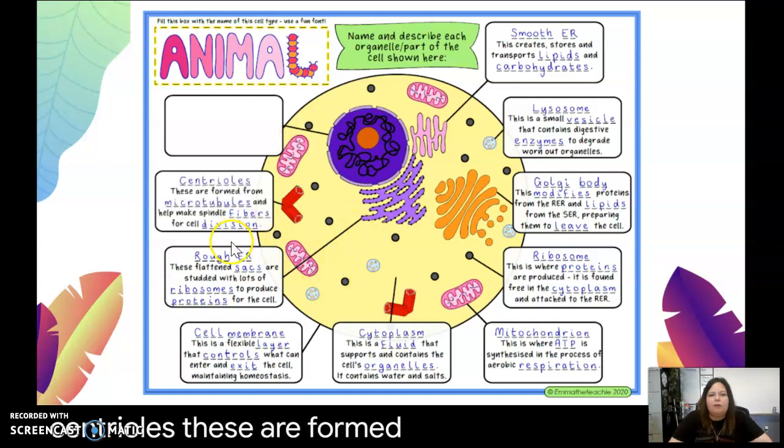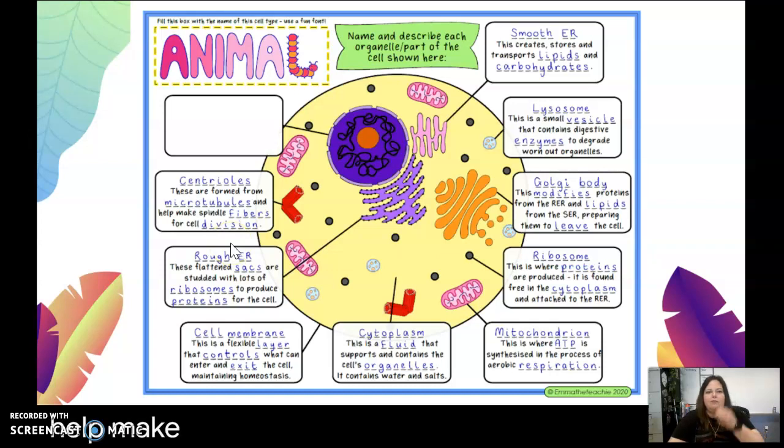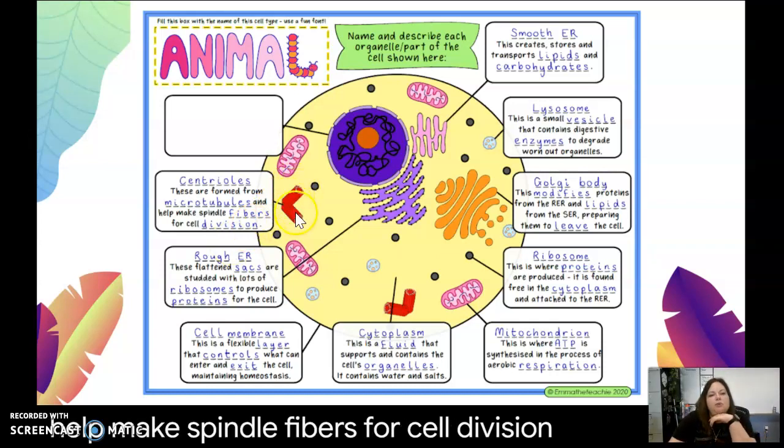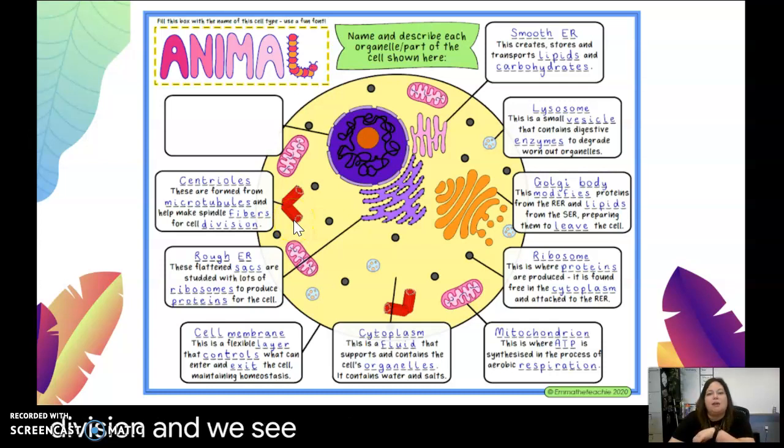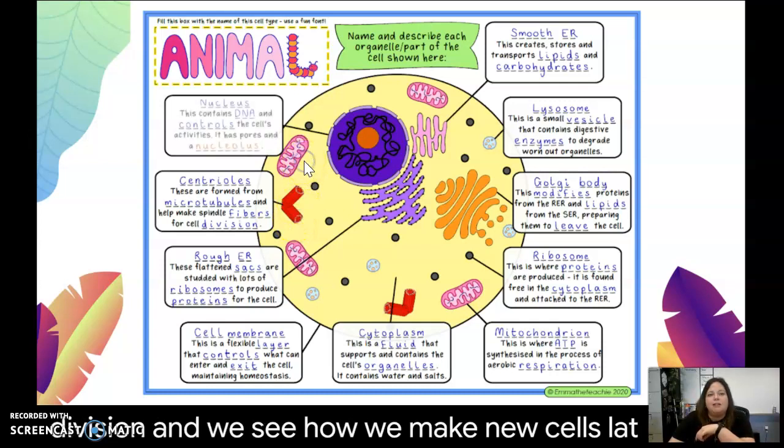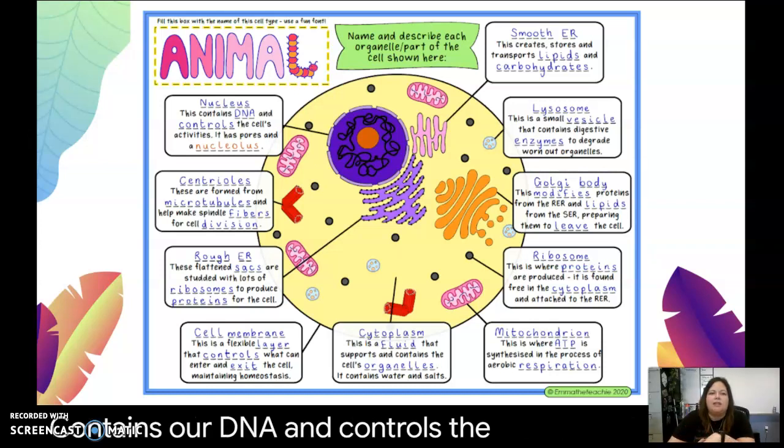These are formed from microtubules and help make spindle fibers for cell division. So we will actually talk more about these when we get into cell division and we see how we make new cells. Last but not least, we have our nucleus, which contains our DNA and controls the cell's activities.